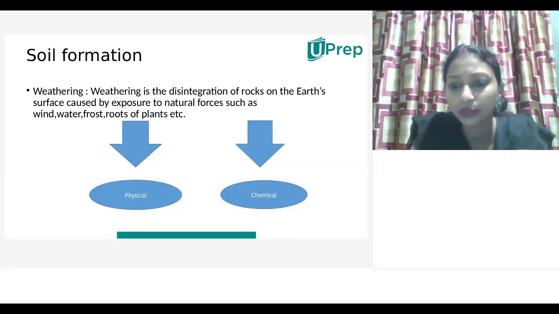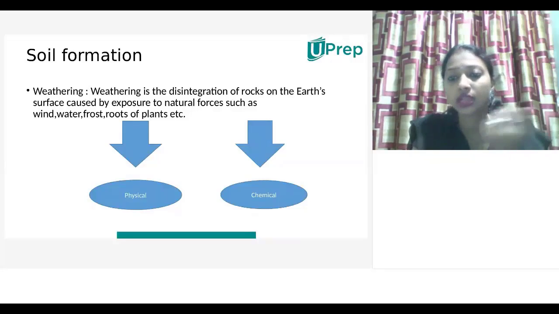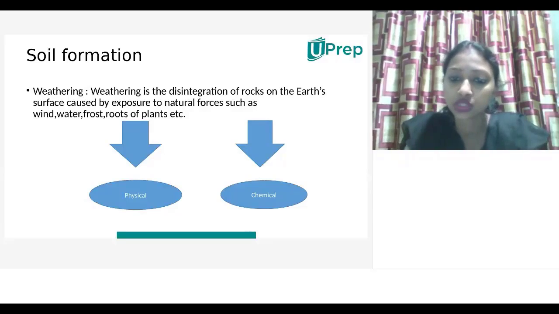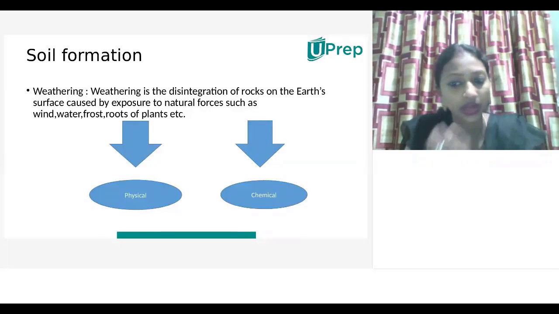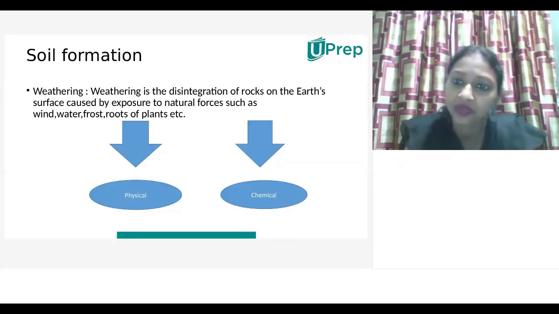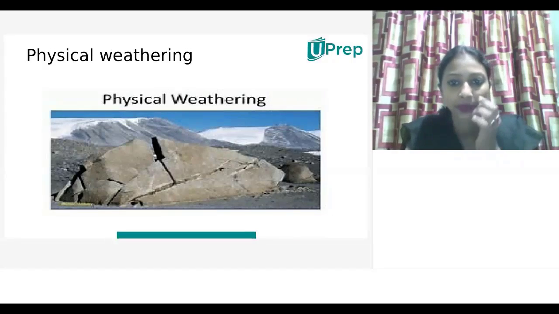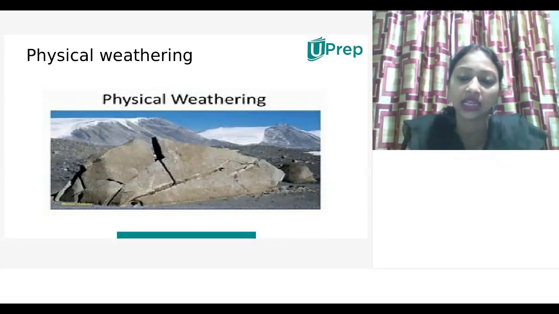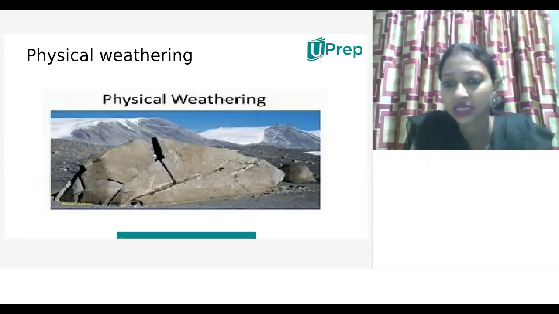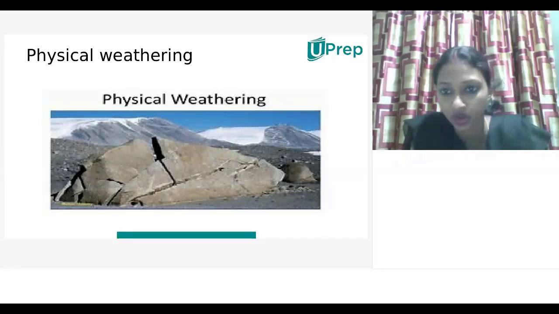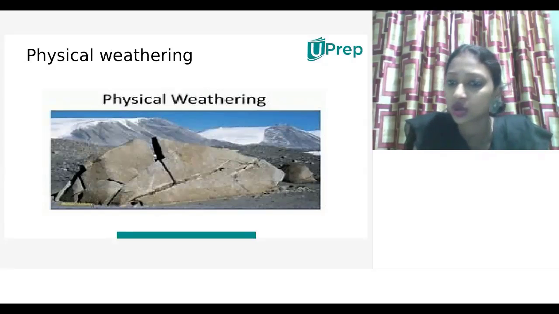Okay, what are the important natural forces involved in weathering? One is wind, water, frost, rocks, plants, etc. These are the different kinds of natural forces involved. Weathering can be done by two processes, one is the physical and the other is the chemical. So physical weathering means the formation of soil takes place by the breaking of big rocks into smaller pieces, but there is no change in the composition of the soil.